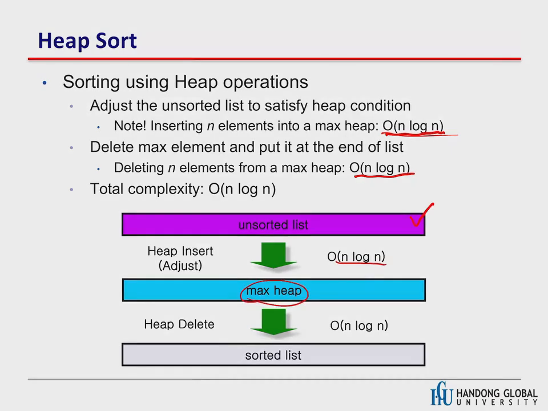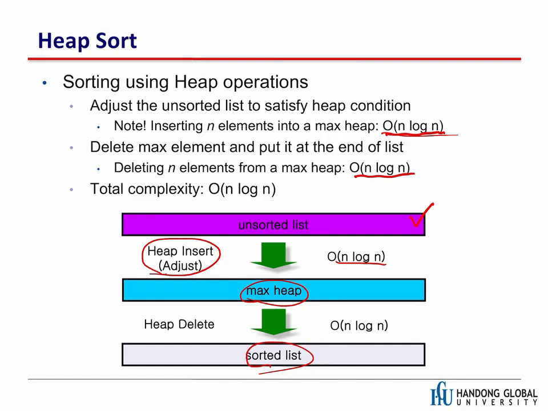And as this figure explains, given this unsorted list, insert all the elements into the max heap, and it takes n log n, and then now we have a max heap, and delete the largest element at a time, one by one. Then, after deleting the largest elements, we have a sorted list.